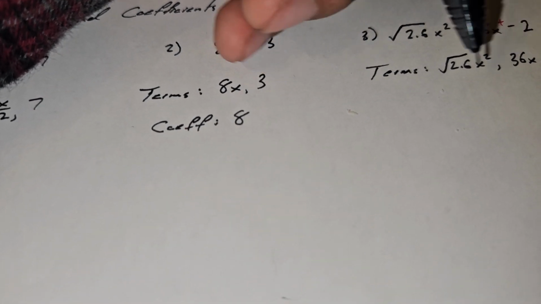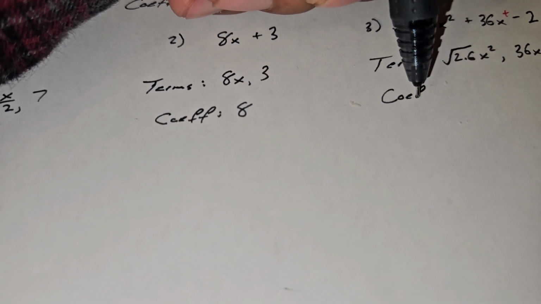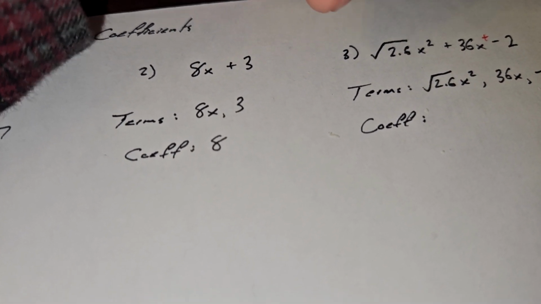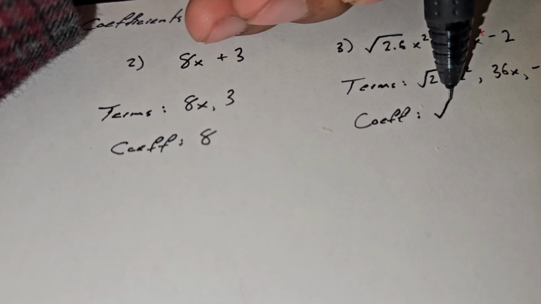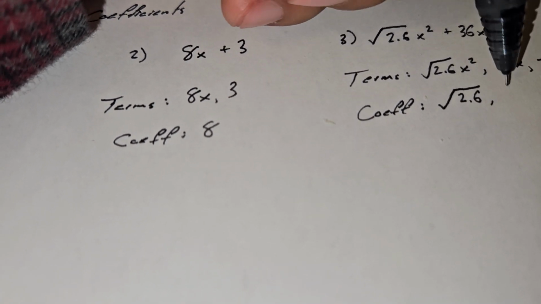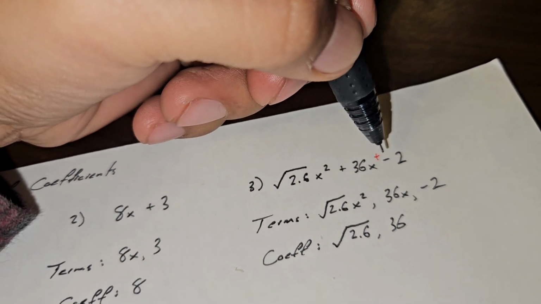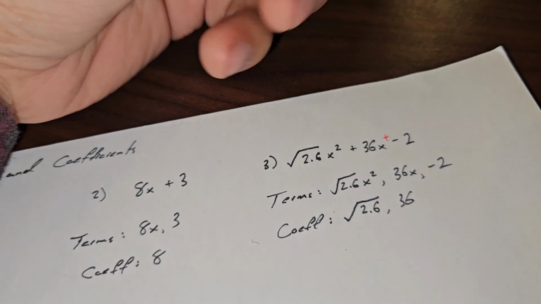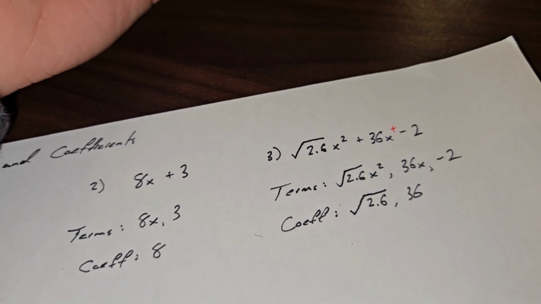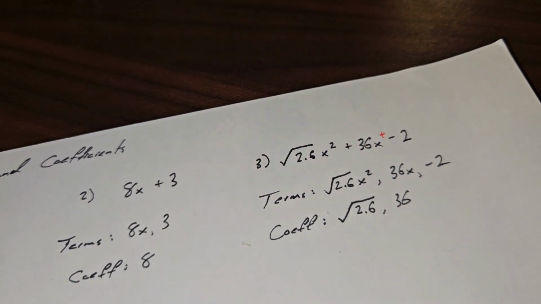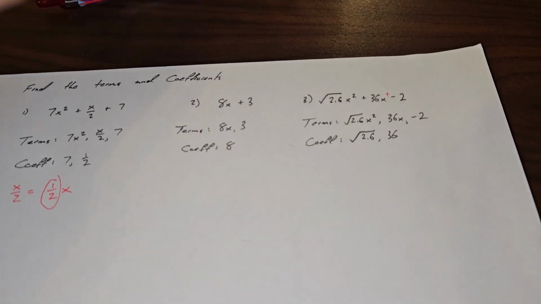So let's go ahead and find our coefficients. Again, anything in front of the variable. So it's just 2.6 and 36. -2 doesn't have a variable in it. -2 is a constant, right? So we're not going to list that down for the coefficients. So that's basically it. That's how you find the terms and coefficients, and that's it.